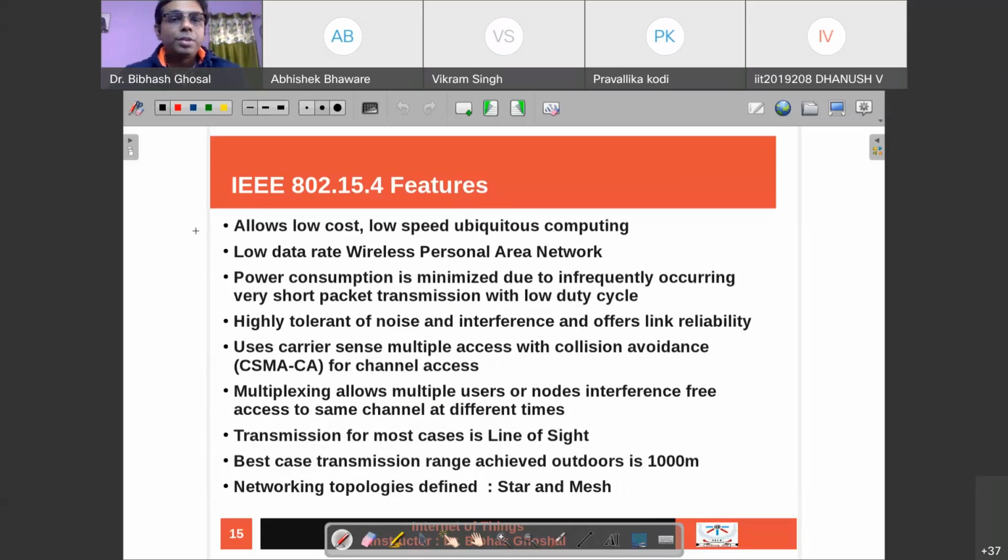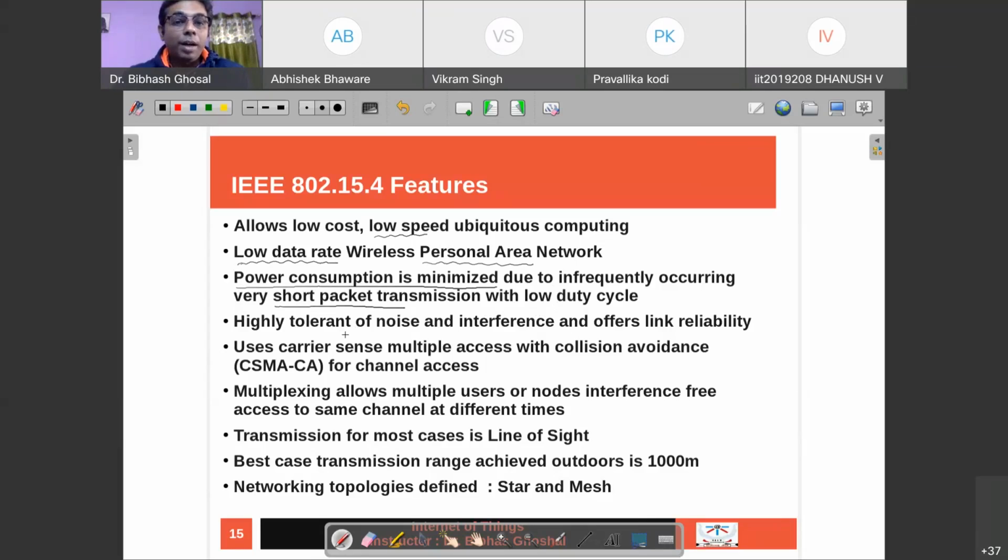The most interesting thing is that it's low speed, so it's a low data rate. So even when we have a system where you don't need to send data at a very high speed, it's safe to use this. You will typically use it for wireless personal area networks. Power consumption is also minimized. That's a very handy thing to have, because we are going to use this in IoT devices which are battery operated, because there is a short packet transmission, and that is the reason why the power consumption is less.